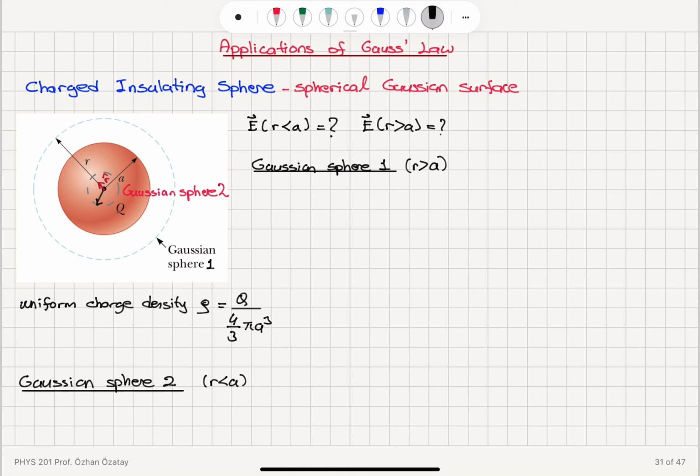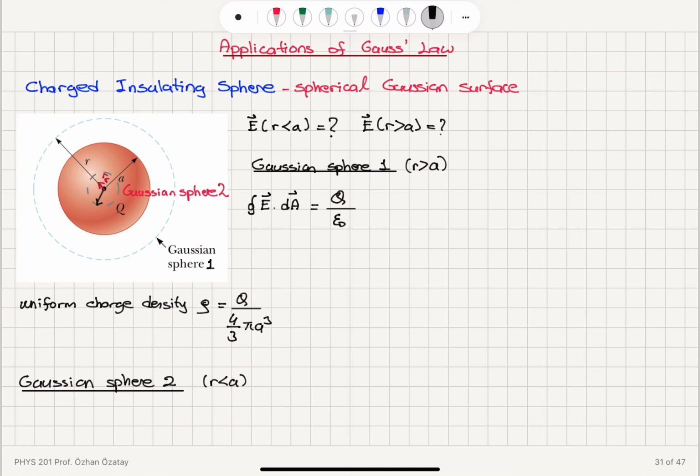If I write Gauss's law, the total electric flux for a closed surface is the closed surface integral of the dot product of the electric field with the area vector dA. That's the charge enclosed divided by epsilon 0. What is the charge enclosed by this sphere? It's the total charge Q, so this would be equal to Q divided by epsilon 0, the permittivity of free space.